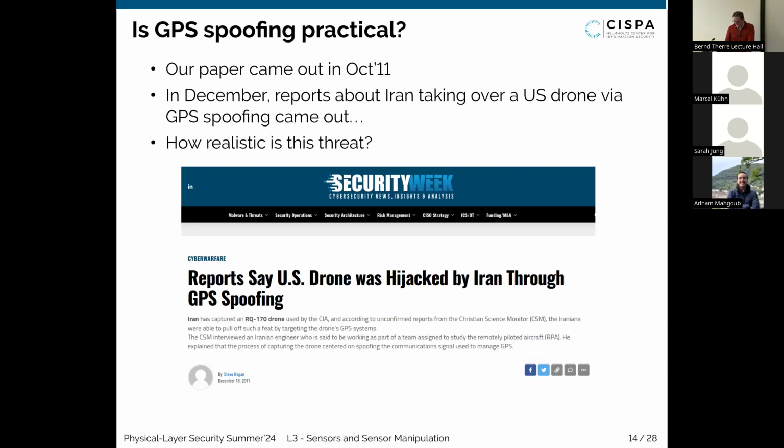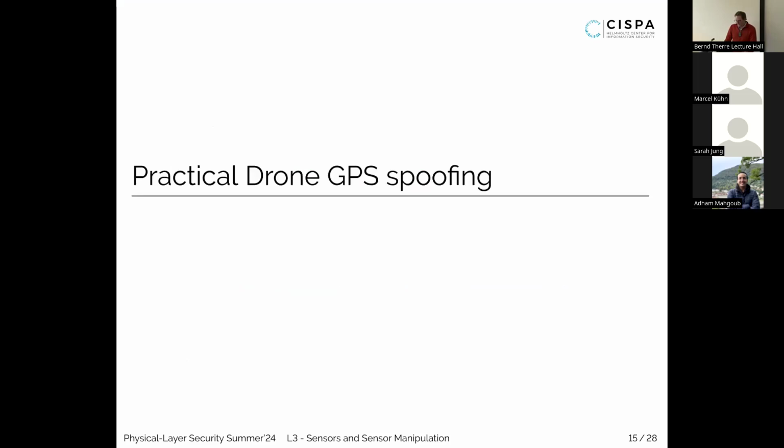There is follow-up work on this, some of which I'll mention later in the slide set, but I don't think I've heard about cases since then where it was really claimed that active GPS spoofing was done to redirect drones, because it's still challenging.